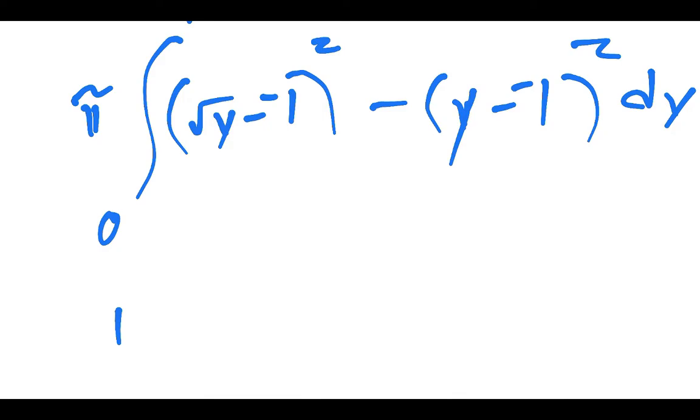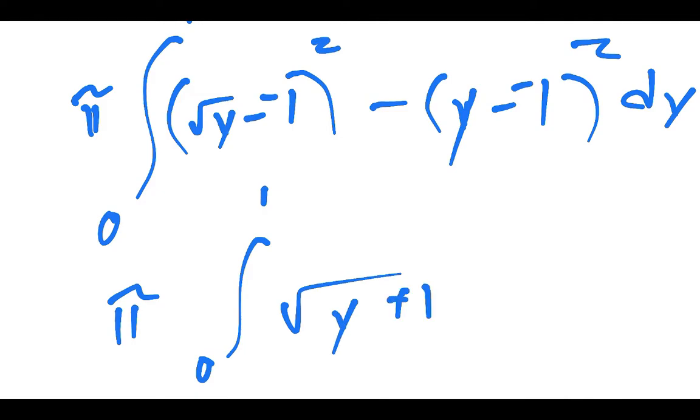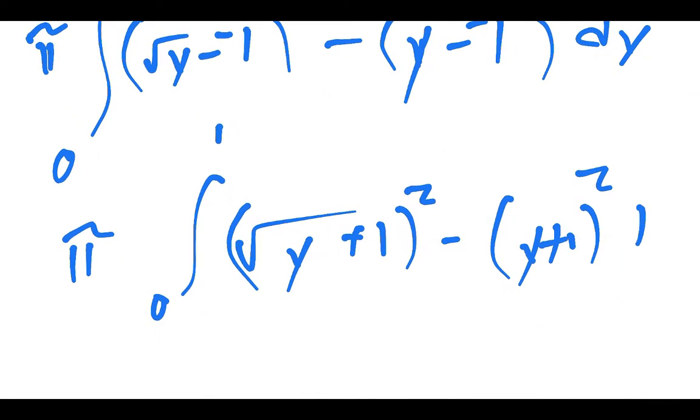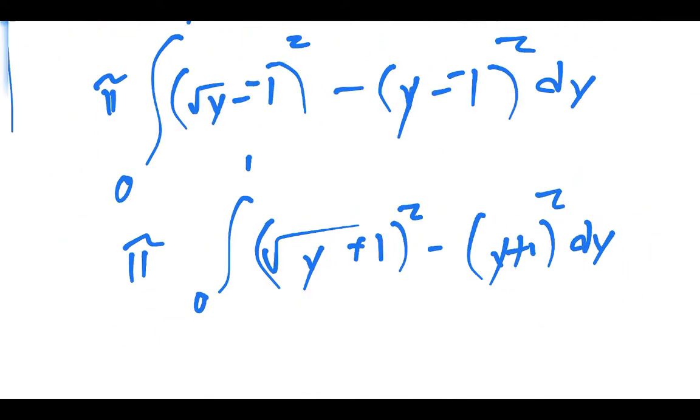And just a little bit of simplifying will take us a long way on this one. That'd be the square root of y plus 1, quantity squared, minus y plus 1, quantity squared. Could all be distributed out, done by hand if we had to. We'd have to know the power rule for that.